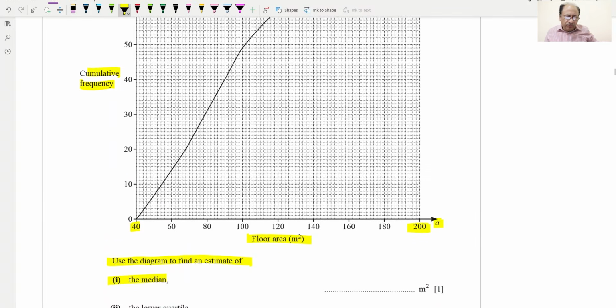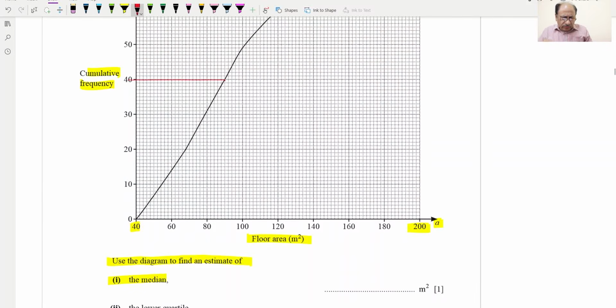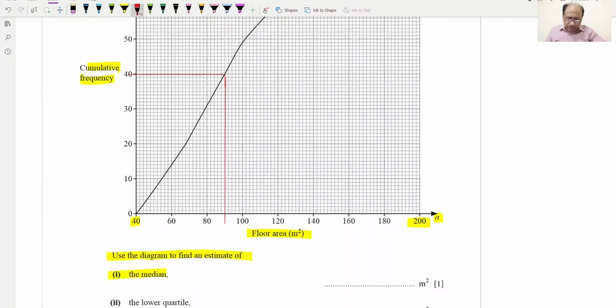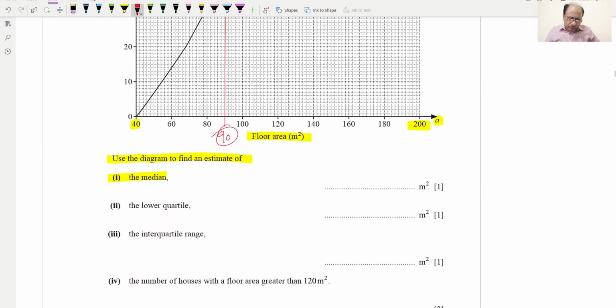So first of all, we will be looking for the median. Median will be half of 80, which is 40, so we can take 40 as reference from here, and we can draw the reference on this side. We can see it is at 90. So this median will be 90 meters square. Then we have to find the lower quartile and the interquartile range.